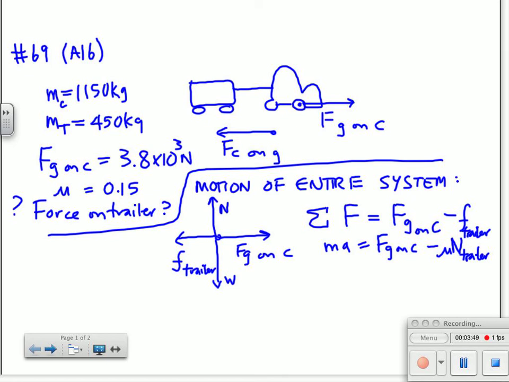So at this point, what I'm trying to do is solve for acceleration, but I need to keep in mind that this mass is the mass of the entire system, so car plus trailer. But over here, where I'm looking at normal force, it's the normal force of the trailer. So that's going to be m of the trailer times gravitational acceleration. So this equation will become A equals force of G on C minus mu m trailer times G, divided by the mass of the system.